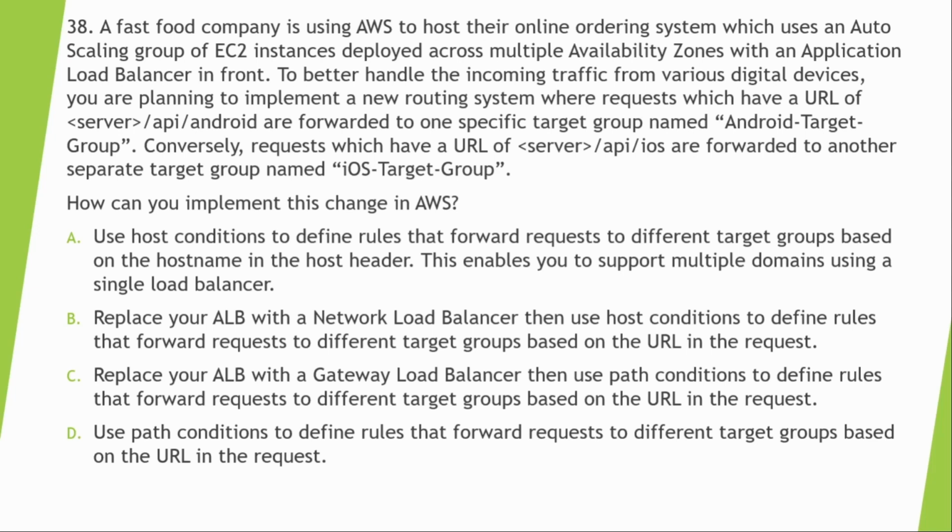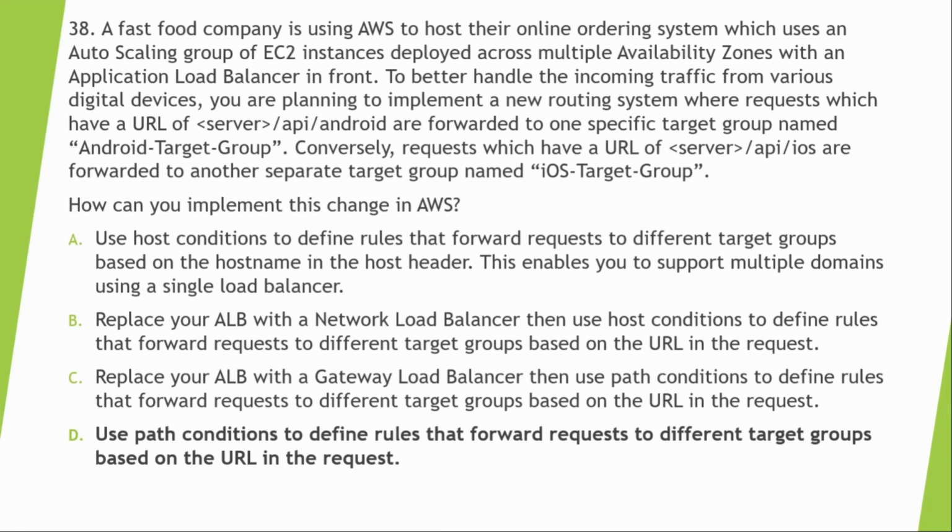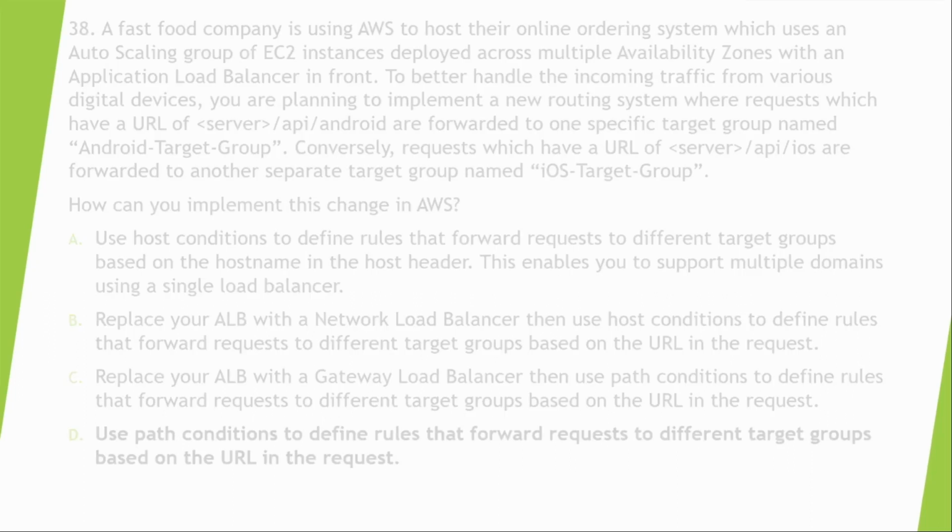Now, why this is incorrect is because Gateway Load Balancer itself does not support path-based routing. You must use an Application Load Balancer to do that. So the correct answer we have seen is path conditions, to define rules that forward requests to different target groups based on the URL in the request.